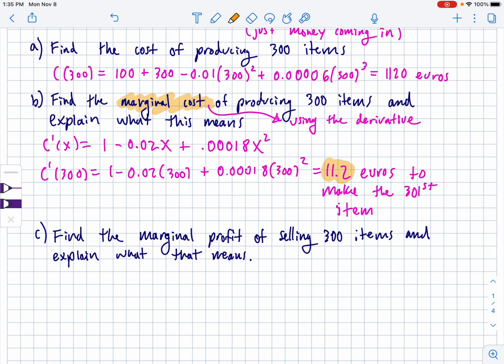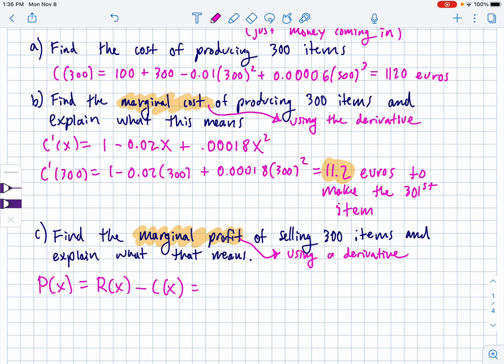Now, find the marginal profit. Marginal profit is sort of the same thing as marginal cost, because the marginal part means that you're going to use a derivative. So this is using a derivative again, but now we need the profit formula. Profit formulas in general are profit equals revenue, which is all the money that comes in, minus the cost, because that'll be just the profit that you have if you subtract out all your costs.